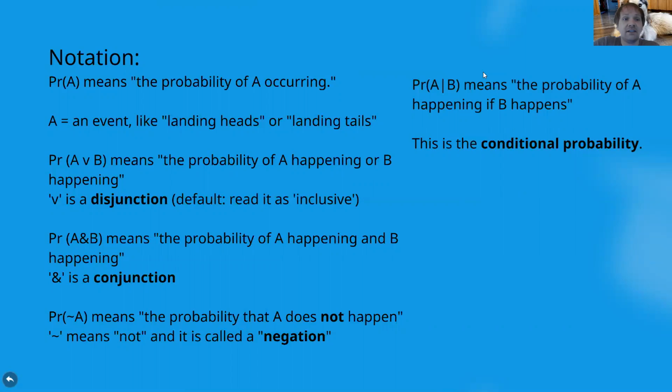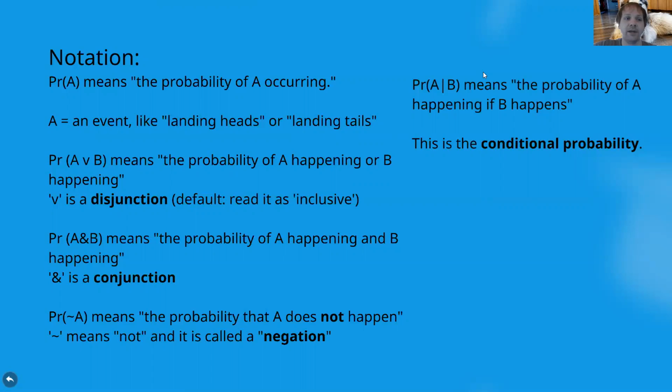If it's an event, like landing heads, the probability of landing heads or the probability of landing tails, you can translate this over to a statement by saying something like the probability of its being true that the coin lands heads, or the probability of its being true that the coin lands tails. Okay, right? So we're going to take it that events and statements can enter into disjunctions.